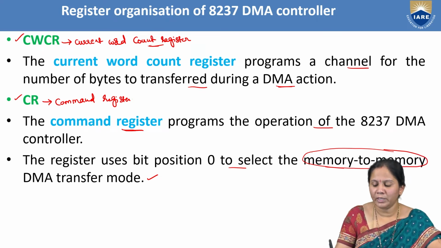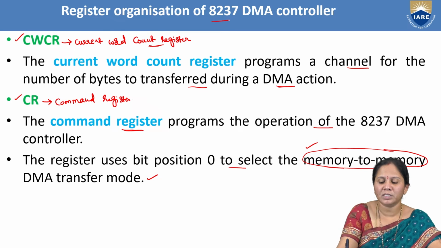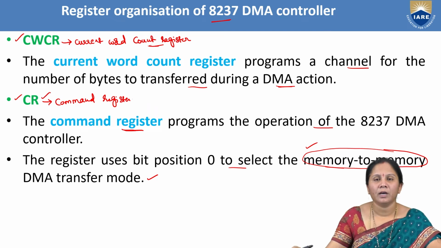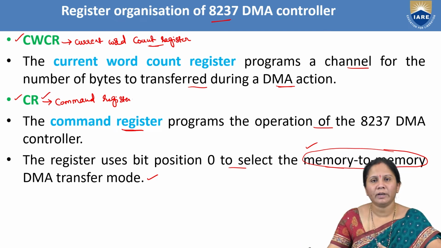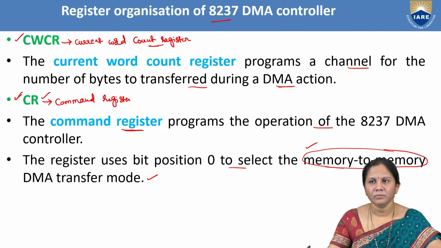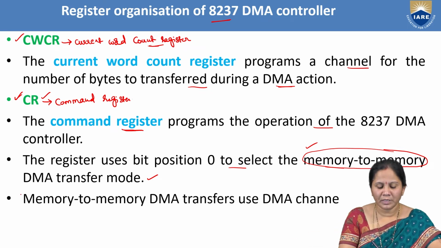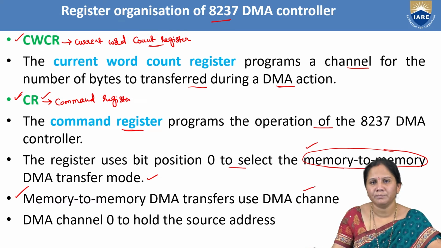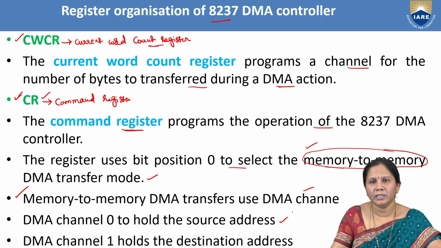Memory to memory transfer is possible only in this 8237 DMA controller by using this command register. While writing the program for the 8237 DMA controller, we have to use this command register to perform data transfer between memory to memory. Memory to memory DMA transfer uses DMA channel 0 to hold the source address, whereas DMA channel 1 holds the destination address.